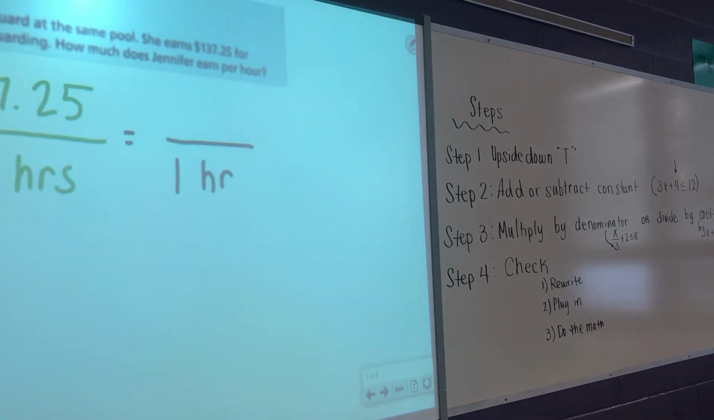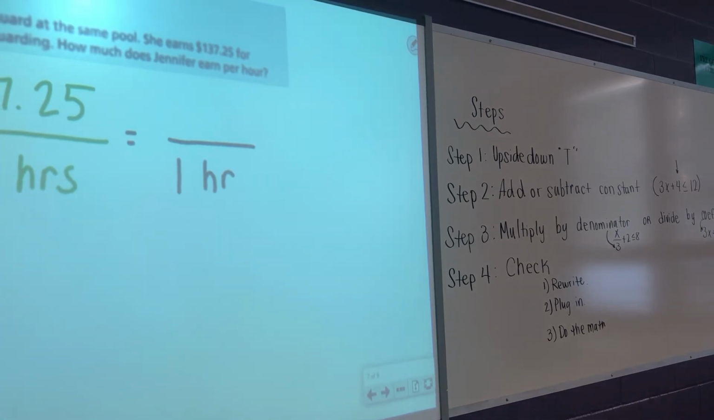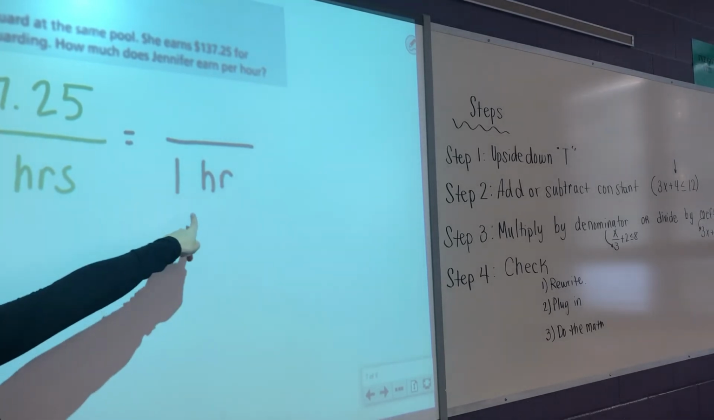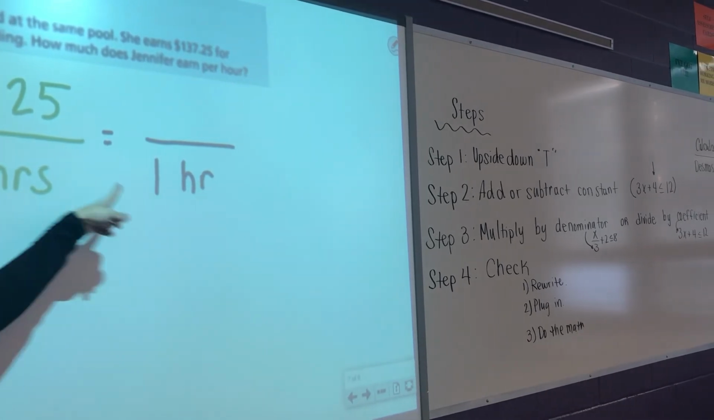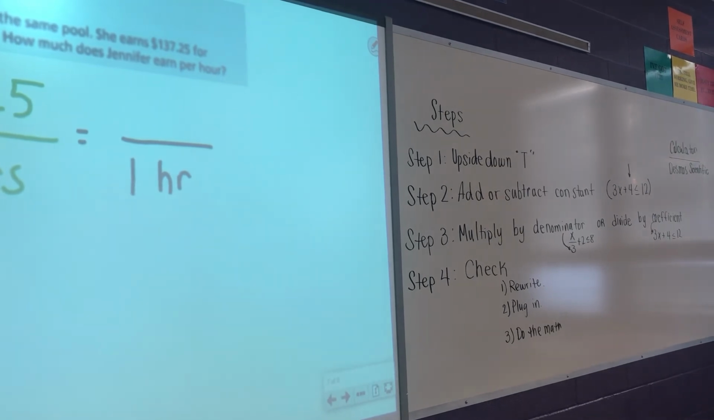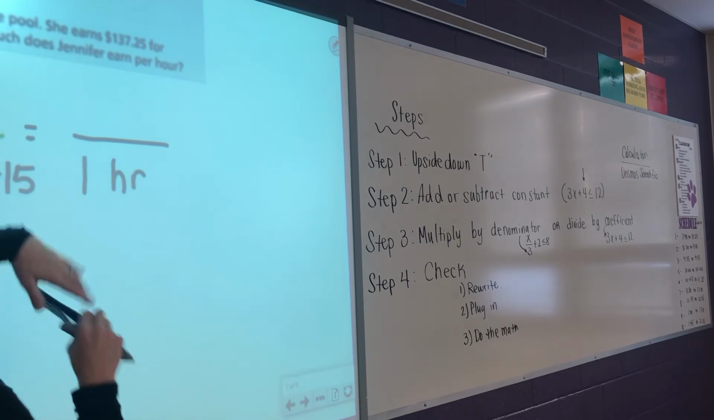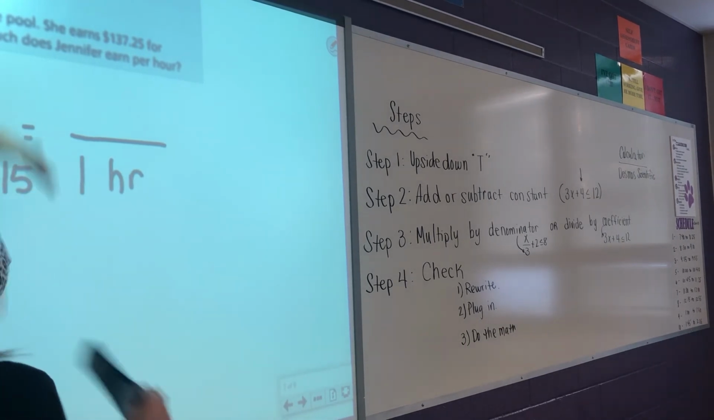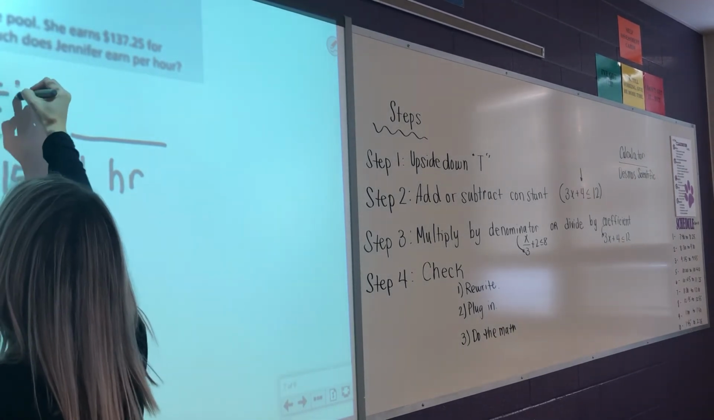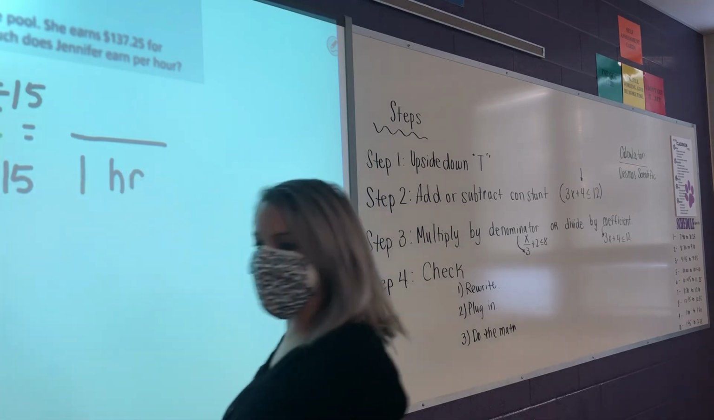Okay, so she worked 15 hours, but we don't want to know how much she makes in 15 hours. We want to know how much she makes in 1 hour. So how do I get from 15 to 1? Very good. So we're going to divide by 15. Whatever I do to the denominator, I have to do to the numerator. So we're making equivalent fractions.